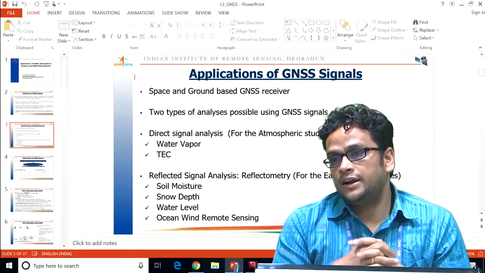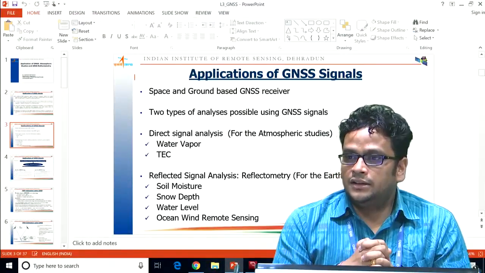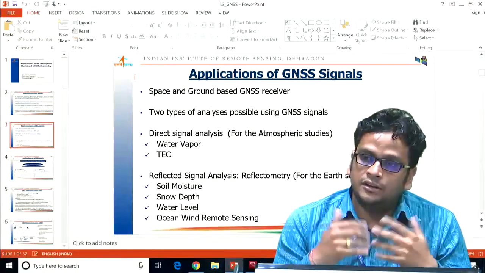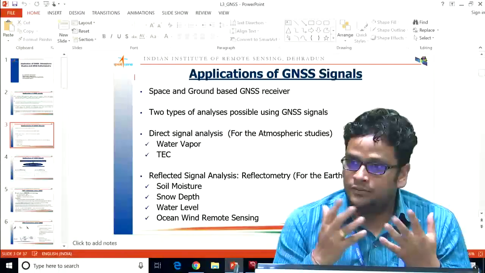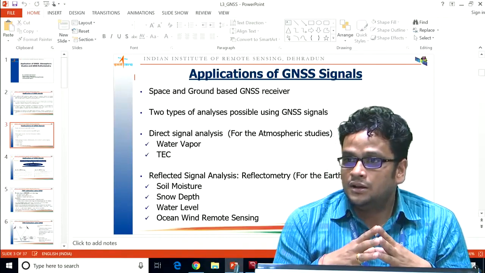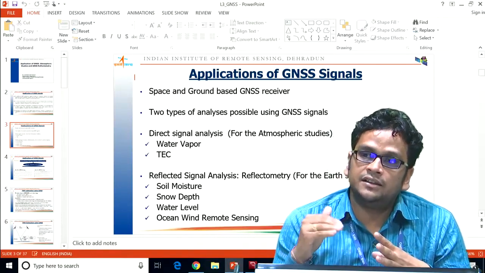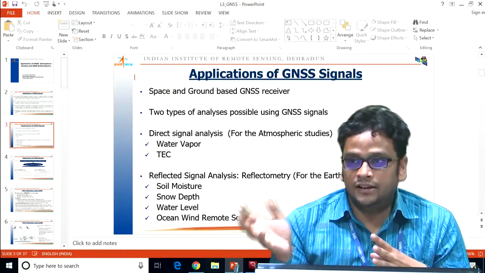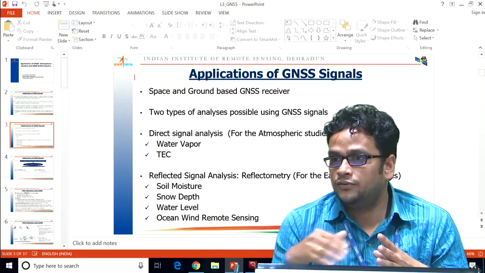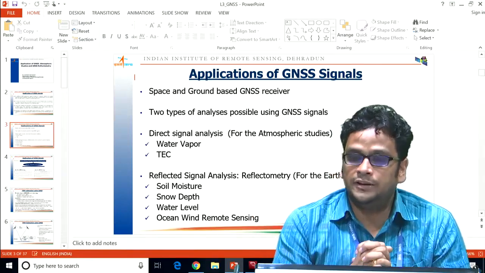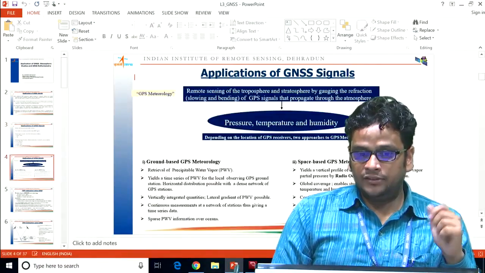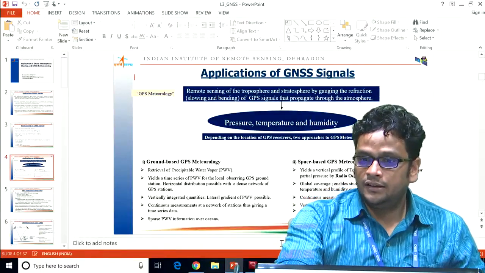Similarly, for reflected signals, we can place the receiver over a snow area, or on the ground, to find the soil moisture or the snow depth. The only condition is that the signal should not be reflected from other sources, so we place such a receiver at a place where there are no buildings and other things. So these are the applications, one more application of GNSS.